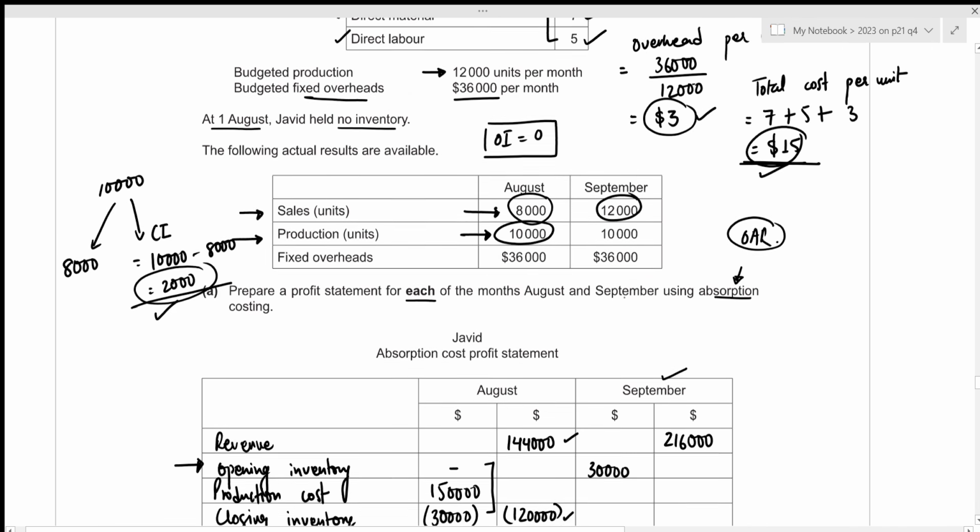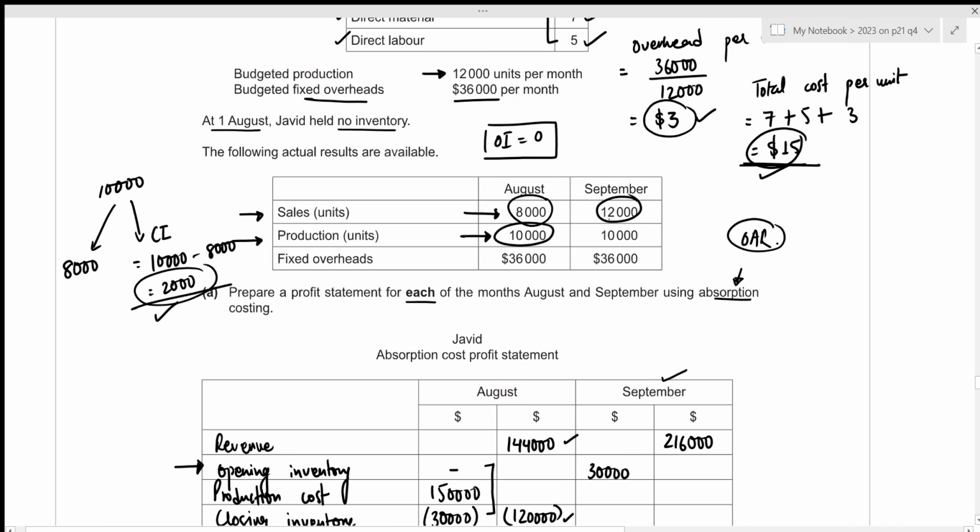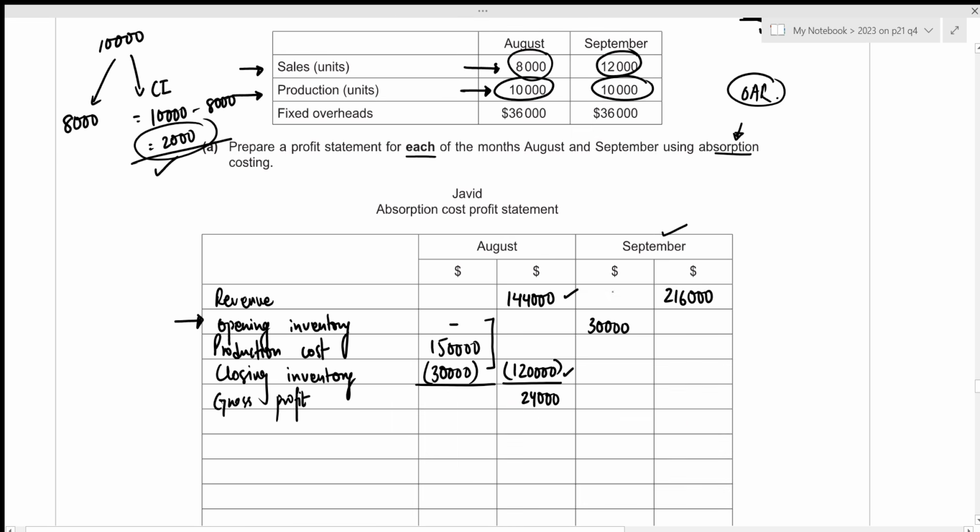Now for the production cost, we just need to multiply the production units for September, which is again given to be 10,000, by the total cost of 15. So that's 10,000 times 15, which results in 150,000.